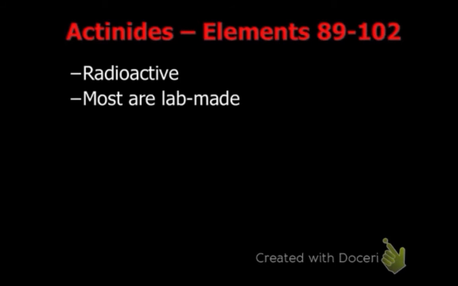Okay, so here are the actinides. This is the next group down, or the next row down. These are elements 89 through 102. These are radioactive, and most of these are laboratory made. There are a couple that are found in nature, but most of these are laboratory made.